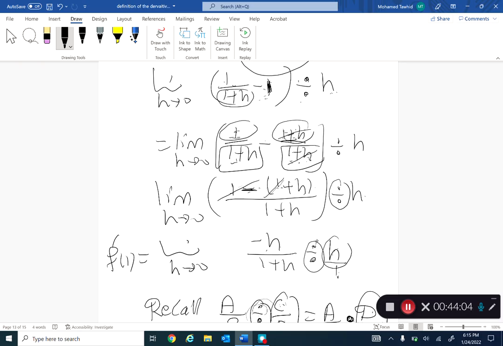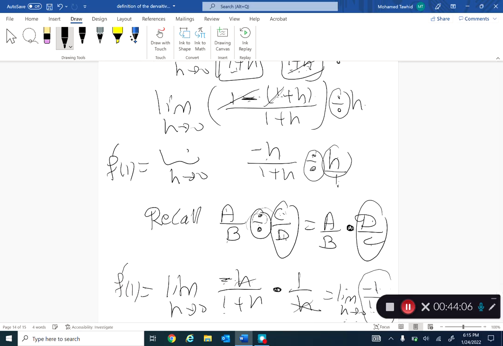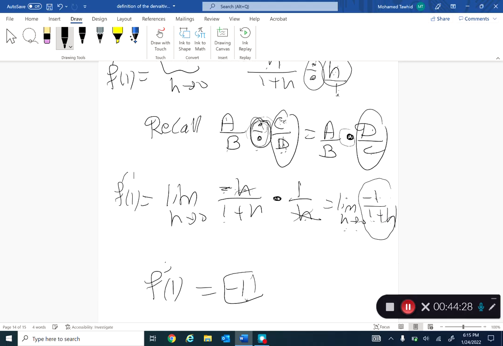Now there is a rule. If you have a over b divided by c over d, then if you try to switch from division to product, you have to flip this one. Instead of c over d, it will be d over c. What is your h? H divided by 1, h over 1, which is h. So if I flip this, it will be 1 over h. Now h cancels with h. So you have 1, but negative sign here. There is negative sign. Negative 1 over 1 plus h.